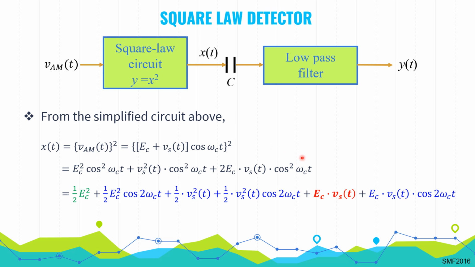Expanding this, we get x of t equals E_C squared times cosine squared of omega_C t, plus V_S squared of t times cosine squared of omega_C t, plus 2 E_C times V_S of t times cosine squared of omega_C t. This can be further simplified to x of t equals half of E_C squared, plus half of E_C squared times cosine of 2 omega_C t, plus half of V_S of t squared, plus half of V_S of t squared times cosine of 2 omega_C t, plus E_C times V_S of t, plus E_C times V_S of t times cosine of 2 omega_C t.